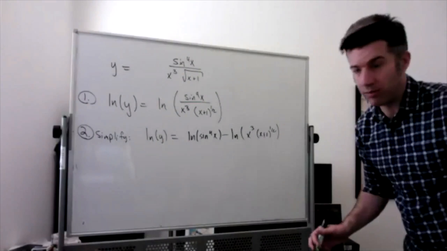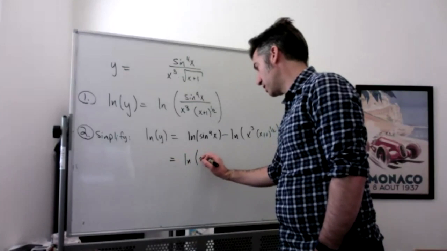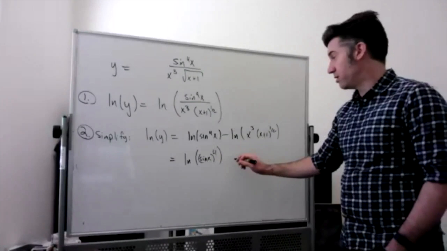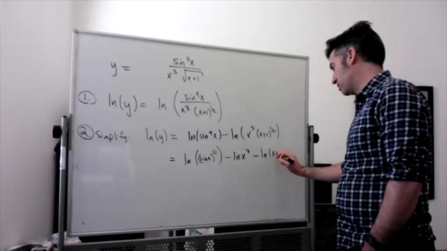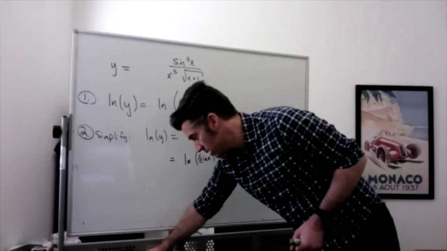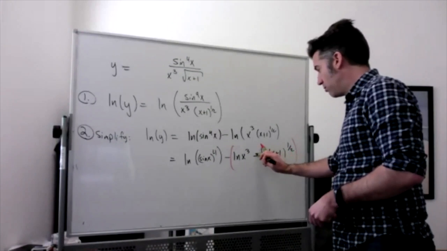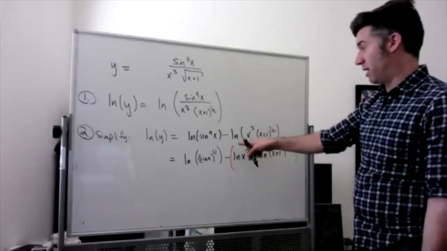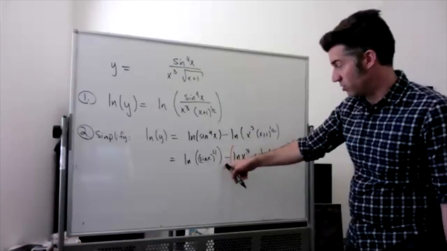And then we can break this up even more. I'm going to write this as the natural log of sine of x to the fourth. Now be careful here. This is going to be minus the natural log of x cubed minus the natural log of x plus 1 to the 1/2. Really, it's minus the natural log of x cubed plus the natural log of x plus 1 to the 1/2, right? I'm using the product rule for logs. It says the natural log of something times something else is the natural log of the first thing plus the natural log of the second thing. Then I'm also distributing the minus sign to each of those.